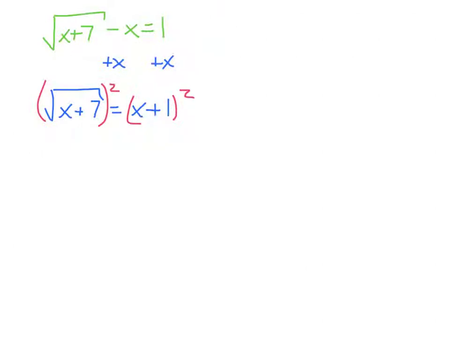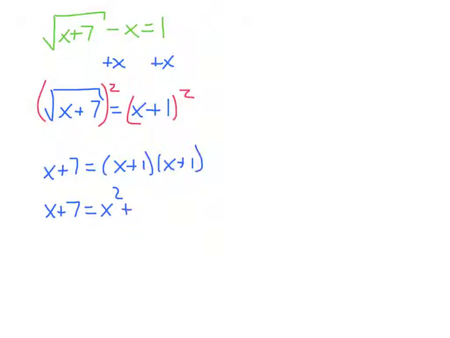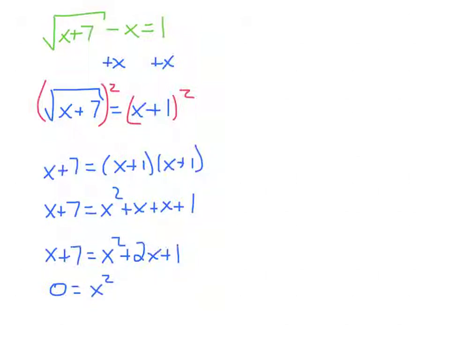Make sure you're squaring both sides. So that means that we're going to have to FOIL this right-hand side, x plus 1 times x plus 1. So then we're going to get x plus 7 equals x squared plus x plus x plus 1. Combine like terms on the right-hand side: x plus 7 equals x squared plus 2x plus 1. And now we just have to solve a quadratic equation. And if you remember correctly, the first thing to do on that is to get it all set equal to 0. So we're going to subtract the x plus 7, both of those terms, to the right-hand side. And we're going to have 0 equals x squared plus x minus 6.